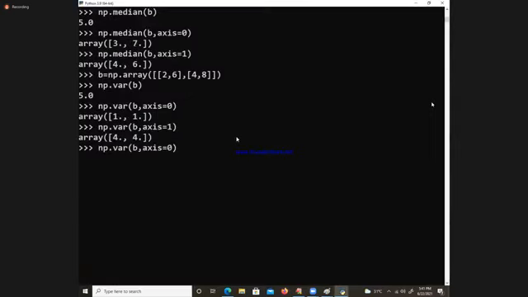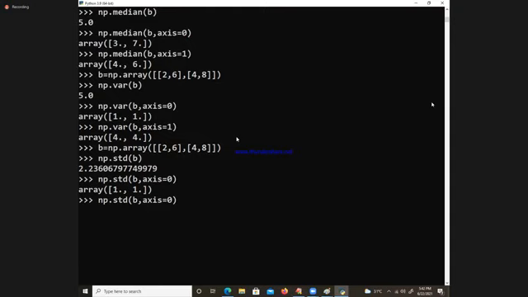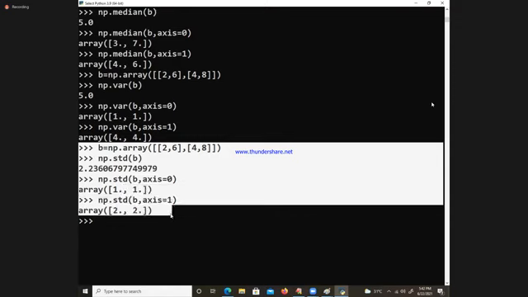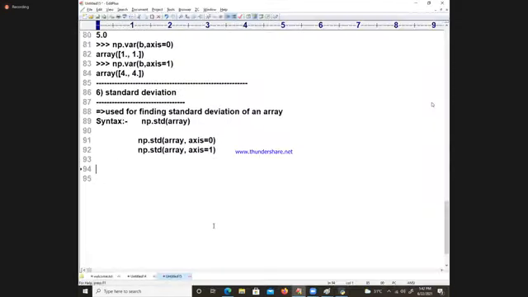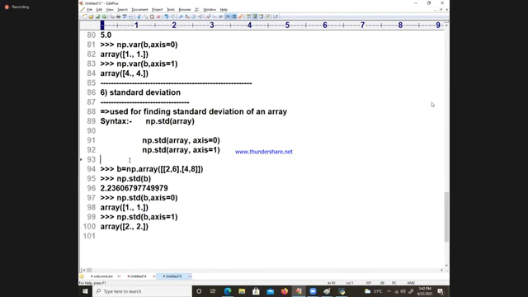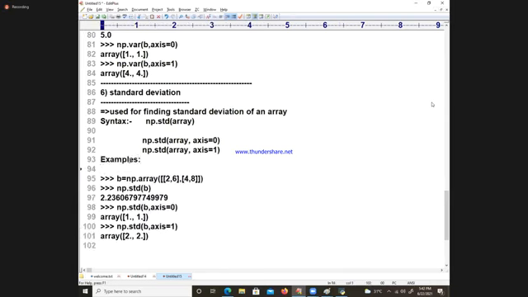Example, even consecutive examples I am building, guys. STD on the entire matrix. STD of B comma axis is equal to 0, axis is equal to 1. Right? We got that. So we got this type of result. So these are very useful examples. These things are useful.